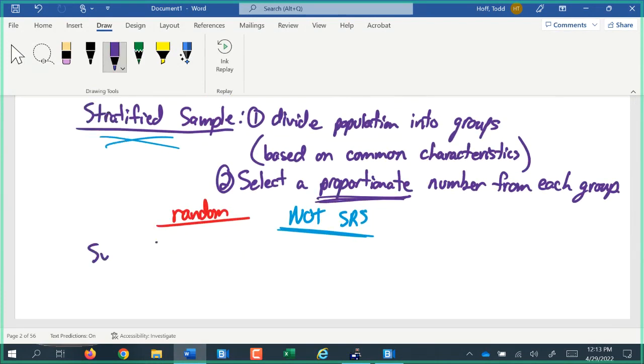Next is a systematic sample. So a systematic sample, we randomly choose a starting point.